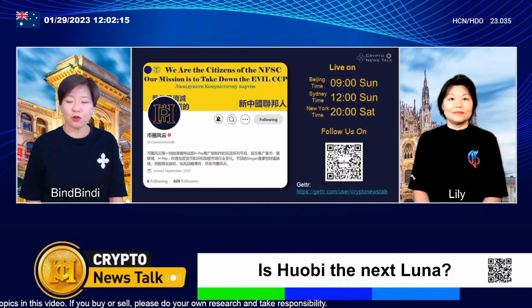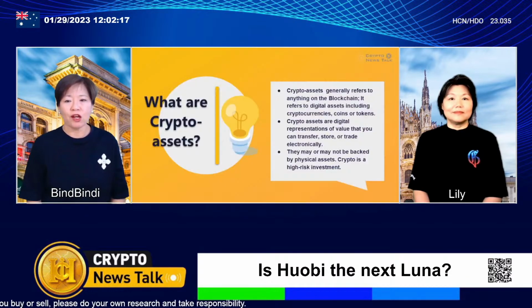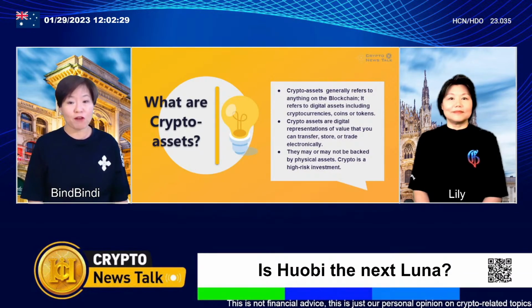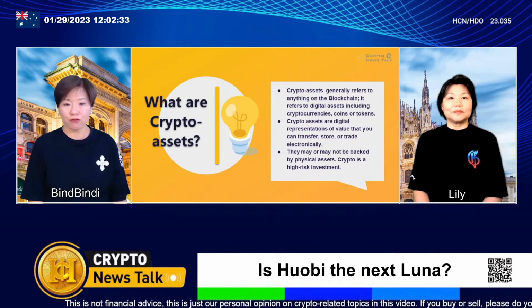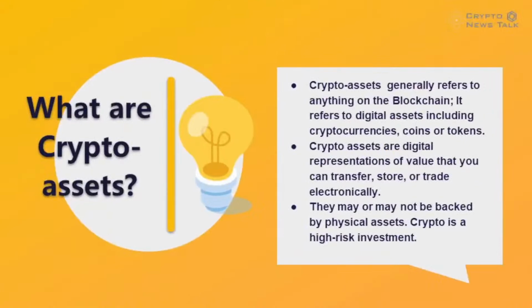Okay, then, let's move on to our first topic. Today, we're going to talk about a few terms, which may be a little bit confusing for people, but actually it's quite easy. But first of all, let's talk about what is cryptocurrency. We're going to talk about crypto asset first. So crypto asset is what we refer to as anything that is on blockchain.